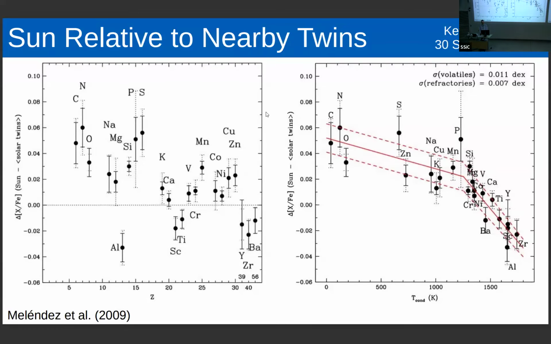So one of the earliest observations that was made in this context, that is, how the sun compares to other nearby stars for the context of planets and planet formation, is illustrated here on this diagram. On the left-hand side is the atomic number, on the right-hand side, the condensation temperature. The y-axis is the average spectroscopic abundance of the sun compared to solar twins. And it was found that compared to nearby stars that were very, very similar to the sun, the sun appears to have either lots of volatile elements or too little refractory elements. These are elements that condense at very high temperatures.